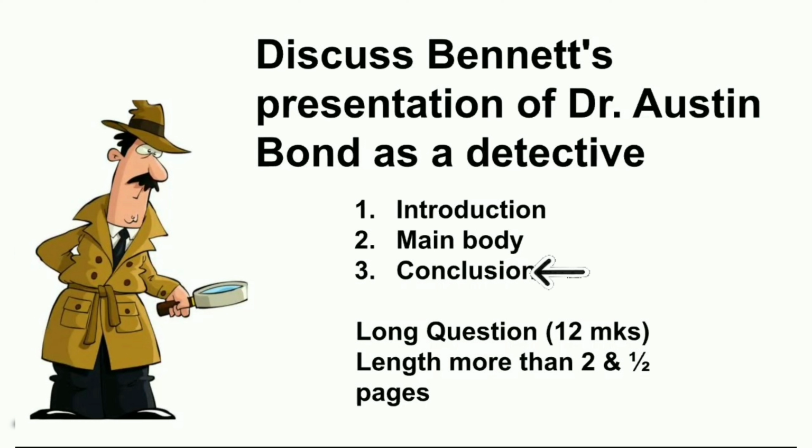So if I have to write the conclusion, I would write, although the way of solving the case was wrong, but according to the circumstantial evidences which were collected by Dr. Austin Bond, he was correct in his own sense. This is my opinion of the story. So you will write your opinion of the story in the conclusion, and in this way you will complete your answer.